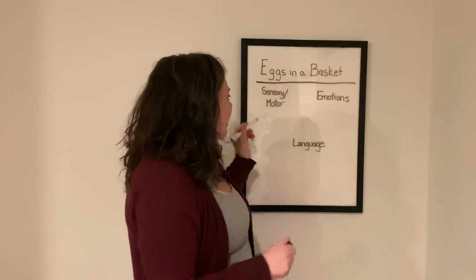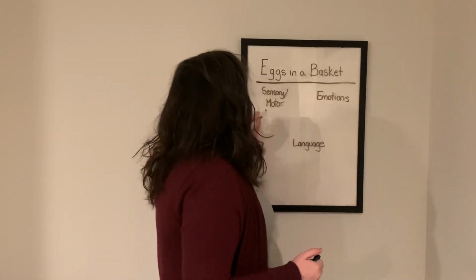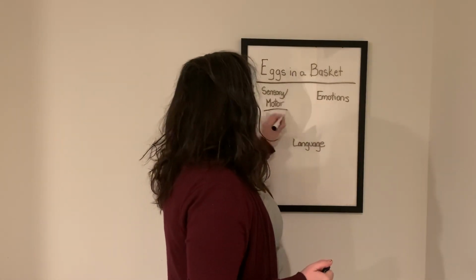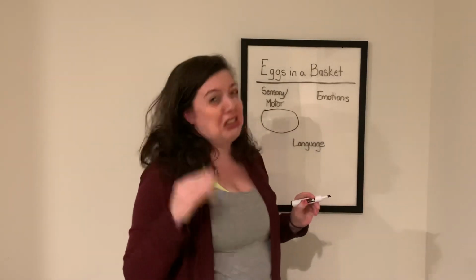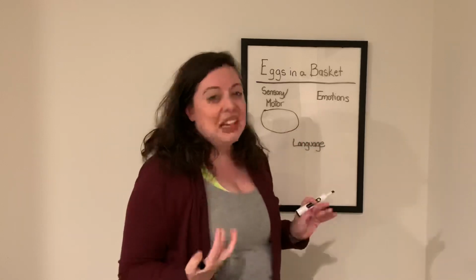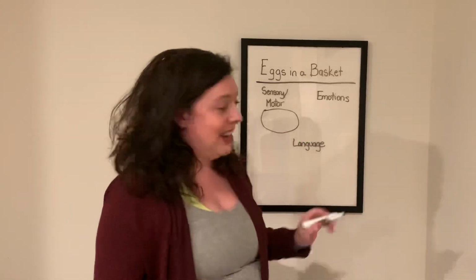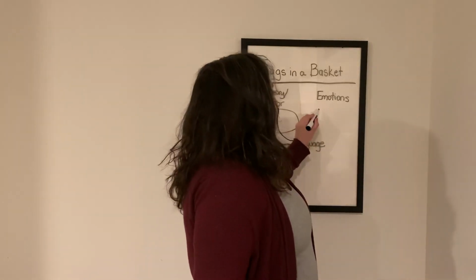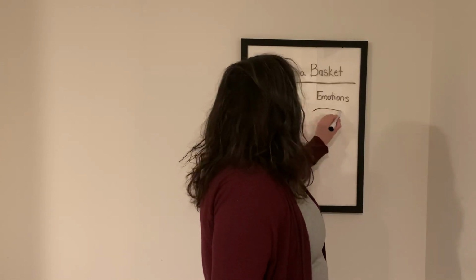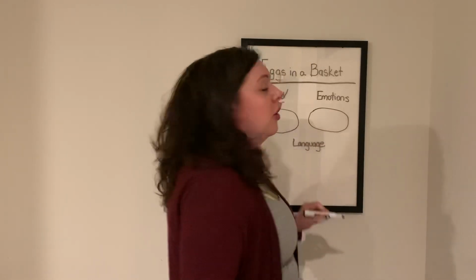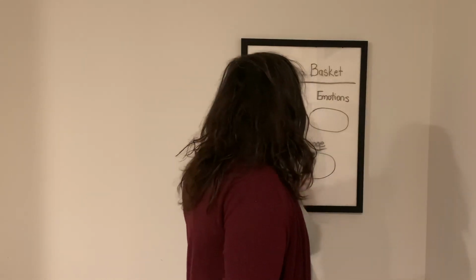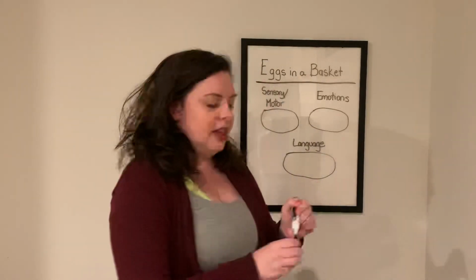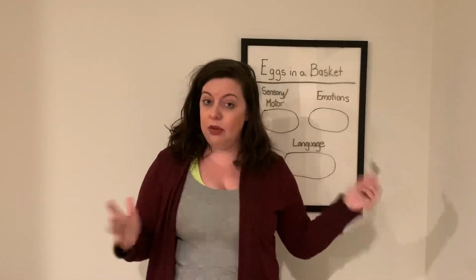So the first basket, if you will, is the sensory motor basket. So I am a terrible artist. You're just gonna have to accept what I'm drawing as baskets and eggs. The second one is emotions. And the third one is language. These are not necessarily in any particular order at all, just the order that I wrote them on the board.